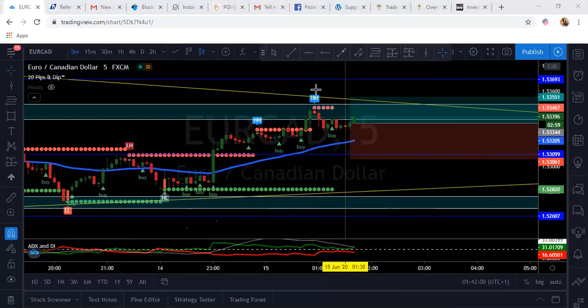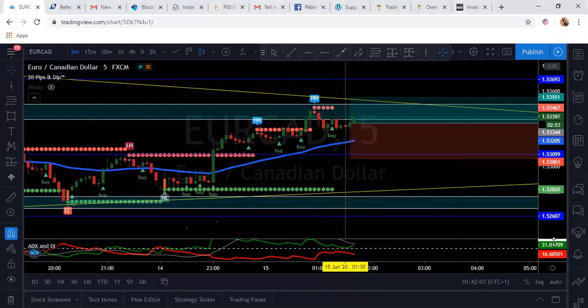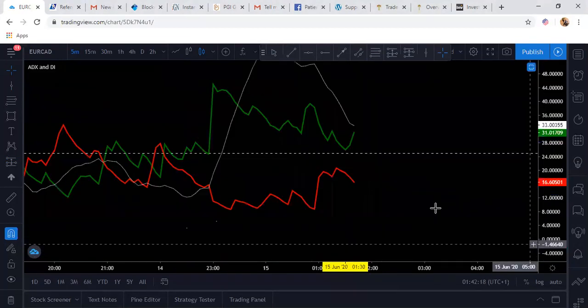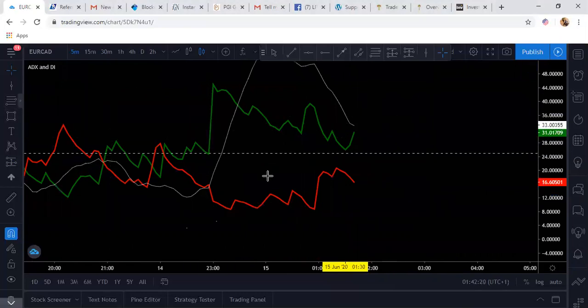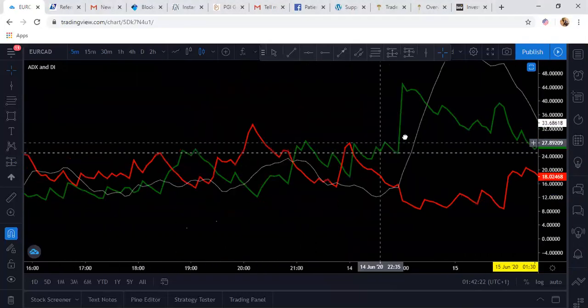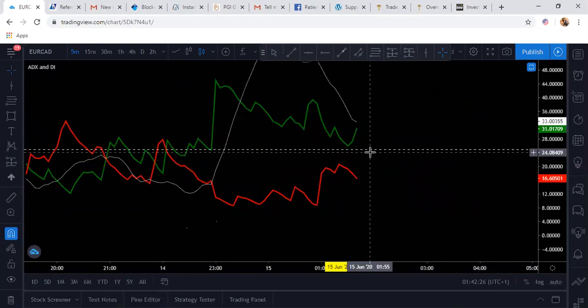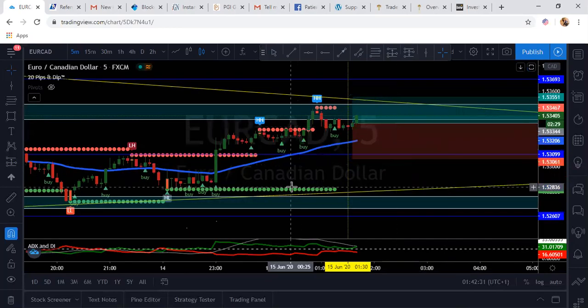Multiple confluences. So guys, if you look at what I was talking about now, I want you to look at the bottom of my screen. You see the ADI. The ADI is also confirming that we are in a bullish market. So you can see that this is like multiple confluences: the ADX and DI, and the 20 pip indicator, all are multiple confluences.